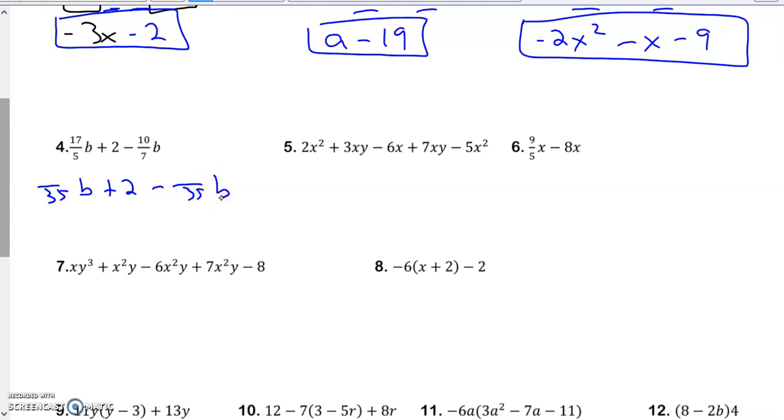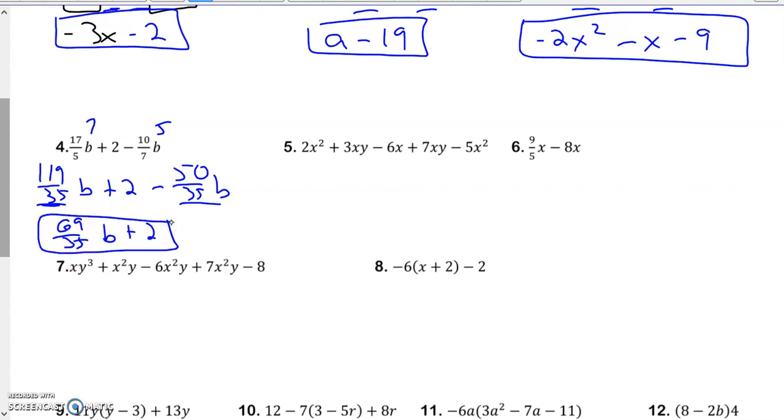So I got to figure out what I got to multiply the top by. So in order to get 35, I'm going to have to multiply this one by a 5 and this one by a 7. So 17 times 7 is 119, and 5 times 10 is 50. Then to combine like terms, those are the ones I'm going to combine. 119 minus 50 is going to get me 69 over 35b plus 2.